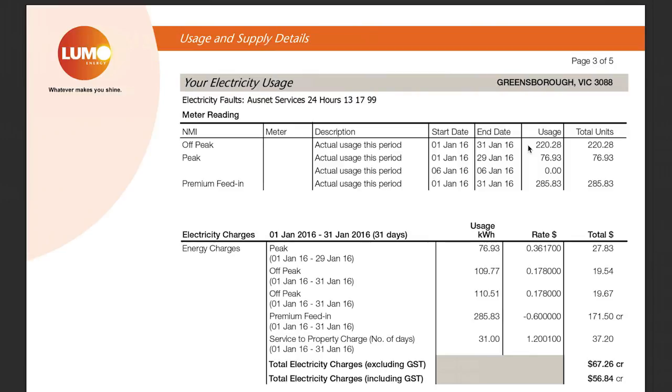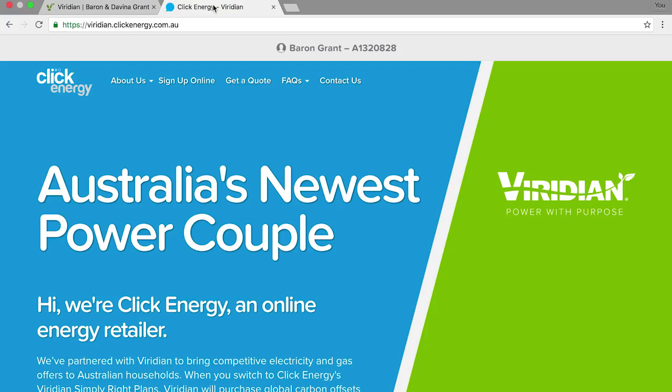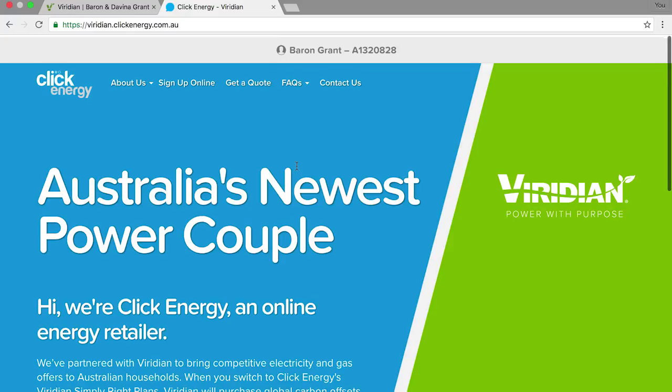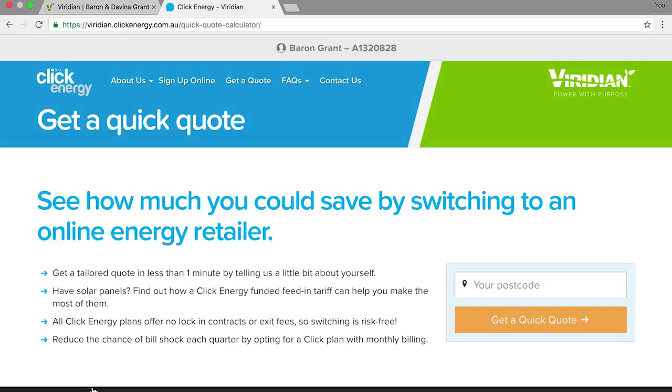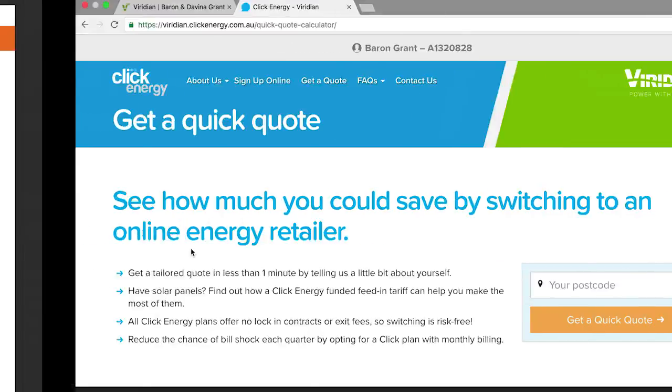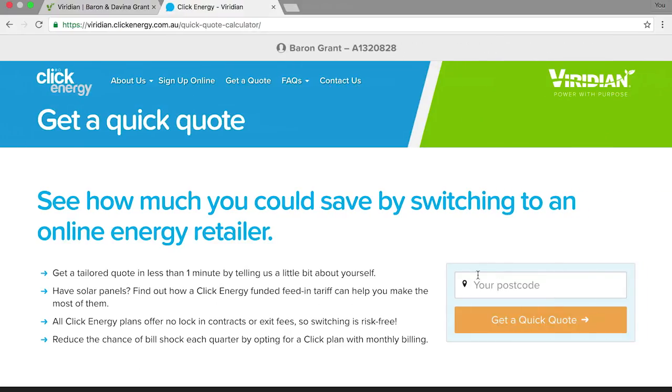First thing as always we need to do is get our hands on an electricity bill, and this one, as we can see, has solar. Then we go to our Viridian Associate homepage, we click on Become a Customer, and then that takes us through to the Click Energy Viridian microsite. On here, as always, we click on Get a Quick Quote, and then we can enter our postcode. So we need to find the postcode 3088, enter that in.